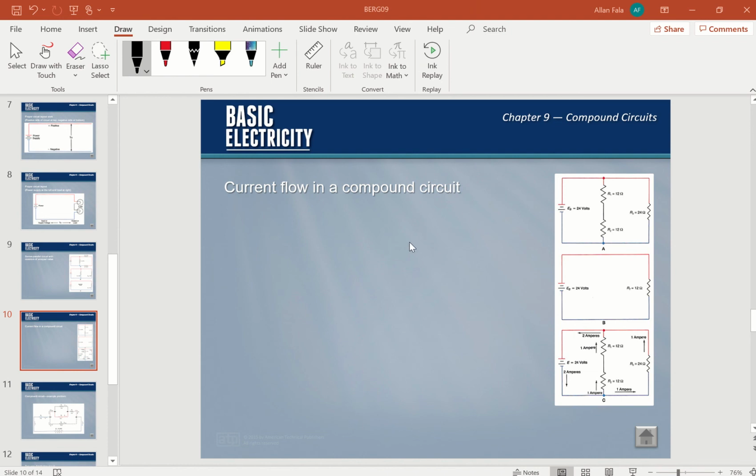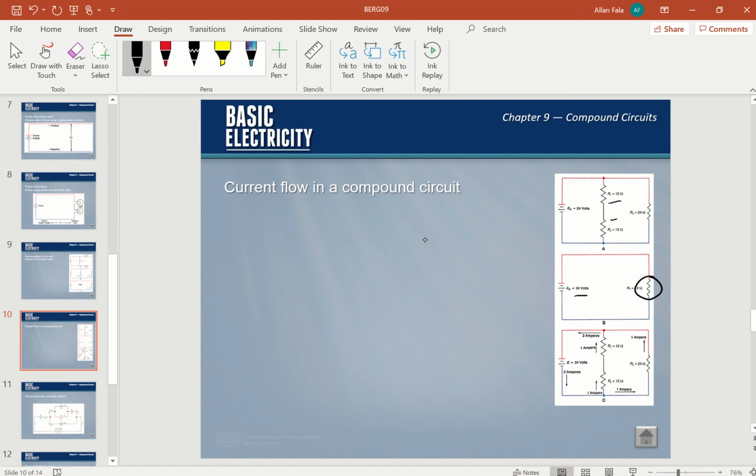The next compound circuit we're going to look at, we're going to use current involved with this circuit. There are two 12 ohm resistors in series here, and then the 24 ohm resistor, which is parallel to that. Of course, the equivalent here is 24 ohms, and when you put two 24 ohm resistors in parallel, do the product over the sum, that would equal 12 ohms.